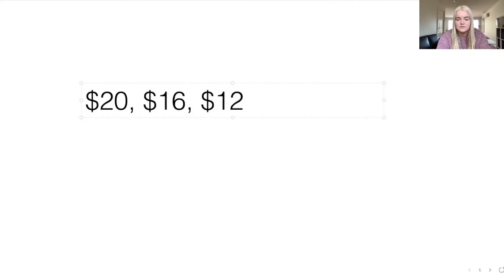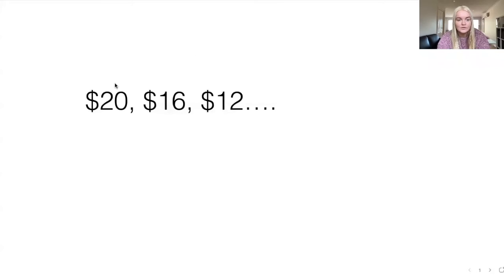Now, we can also decrease in our number patterns and also use other different symbols in our number patterns, such as money. So if I started with $20 and my next one went to $16 and then to $12, and you had to continue the pattern, again, we need to find what that pattern is, that decrease, or the thing they have in common.